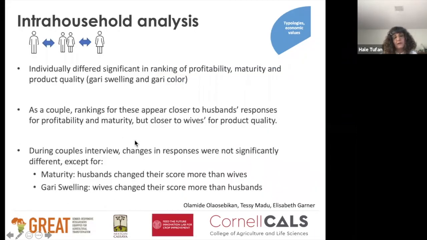What we're also innovating on with 1,000 Minds, and this is work led by Olamide Olasebakan at IITA Nigeria, Tessie Madu at NRCRI, and Elizabeth Garner, a postdoc working with me at Cornell, is looking at how we apply 1,000 Minds from an inter-household perspective. So in practice, usually you would talk to one member of the household, and that member traditionally for surveys is chosen as being the head of household. And usually de facto that's a man.